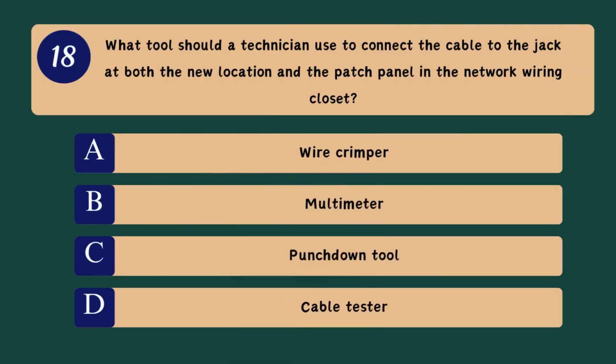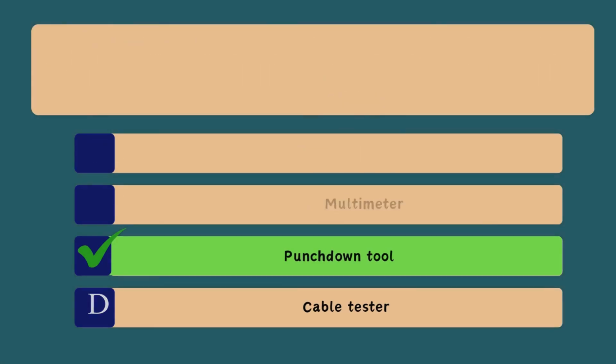Question 18. What tool should a technician use to connect the cable to the jack at both the new location and the patch panel in the network wiring closet? A. Wire crimper, B. Multimeter, C. Punch-down tool, D. Cable tester. Correct answer, C. Punch-down tool.